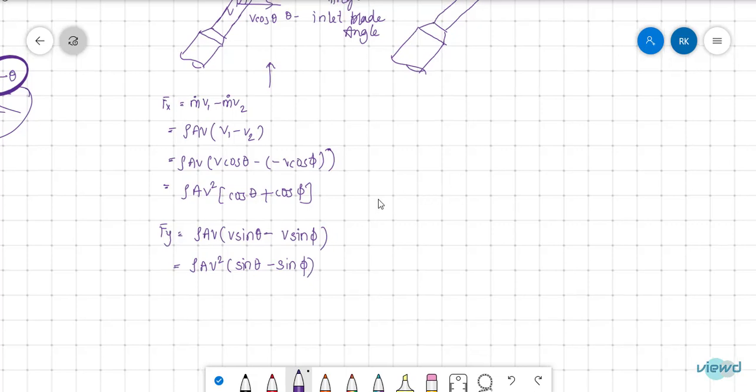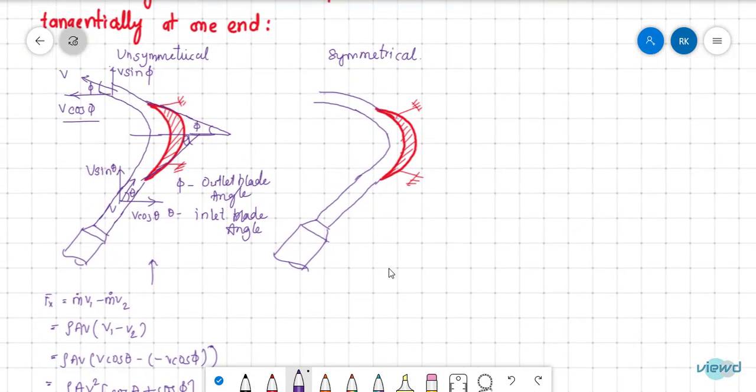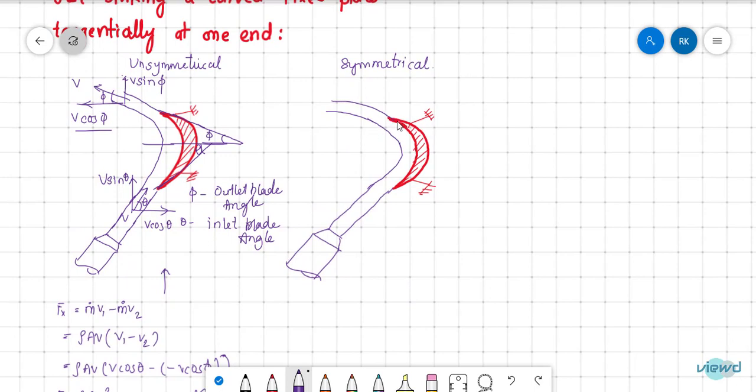So next, these are the forces that will be acting if the plate is unsymmetrical. If it is symmetrical, this is theta only. If theta is equal to phi, then it is called symmetrical. Inlet blade angle and outlet blade angle both will be same, and this is V, this is theta, this is V cos theta, and this is V sin theta, and here also, looking at this point, this is V, this is theta, this is V cos theta, this is V sin theta.